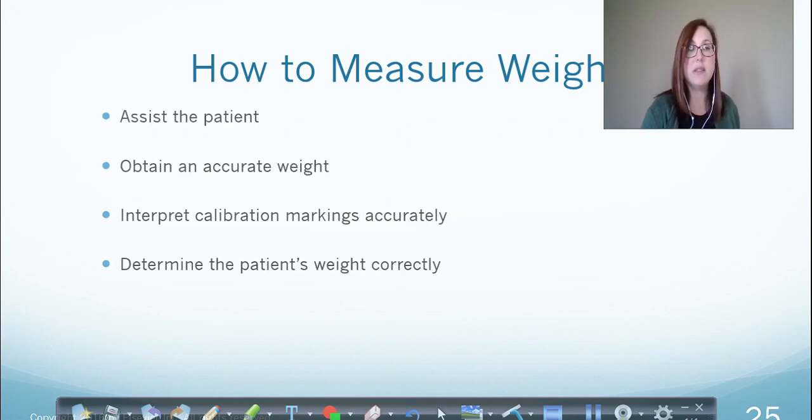So again, you want to assist the patient. You want to make sure the weight you take is accurate, and you do that by interpreting those calibration markings accurately so that you get the correct weight.